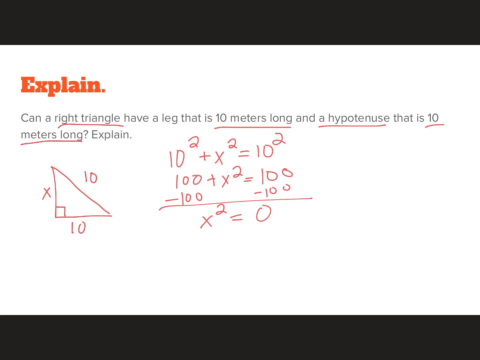Well, I can take the square root of that. X equals 0. Can I have a triangle with a side length of 0? No, I can't. So I definitely cannot have a right triangle with a leg that is 10 meters long and a hypotenuse that is 10 meters long also. Because the other side would have to be 0, and then it wouldn't be a triangle. It would be an angle. Because it wouldn't have that third side.